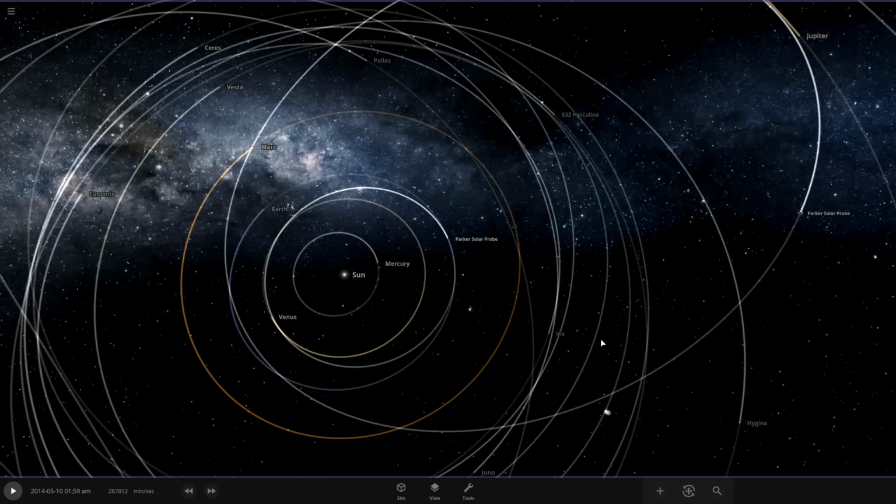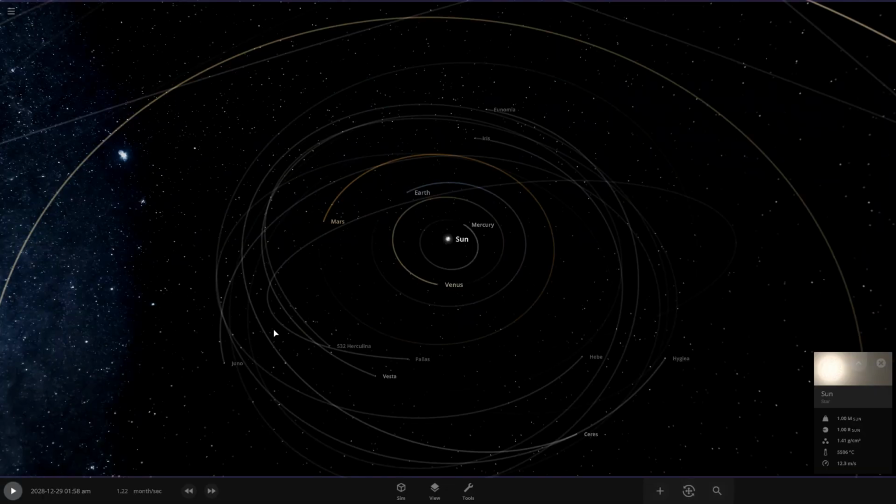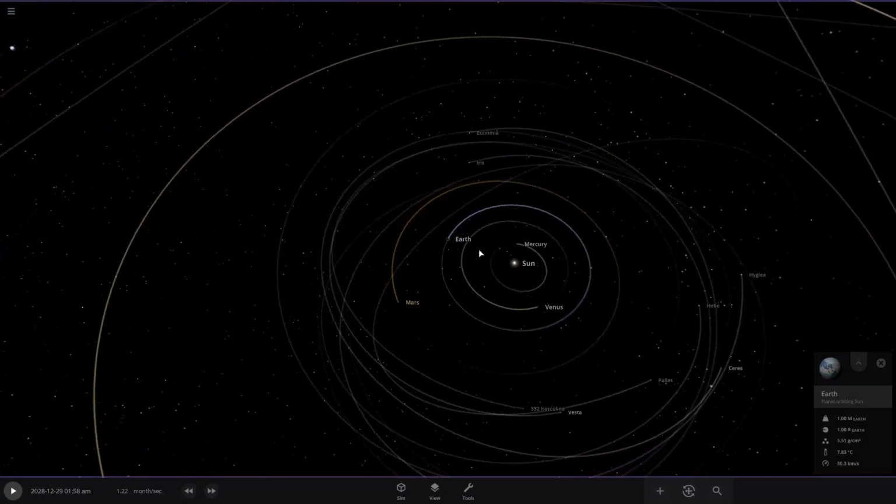So, getting to other planets in the solar system is easy. Getting to the sun, on the other hand, is where it gets hard. Let's say we wanted to send something from Earth into the sun.